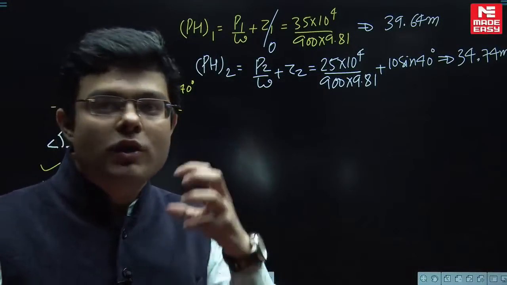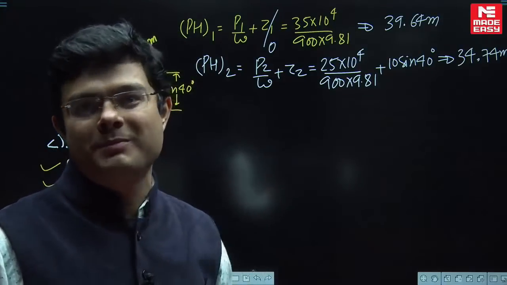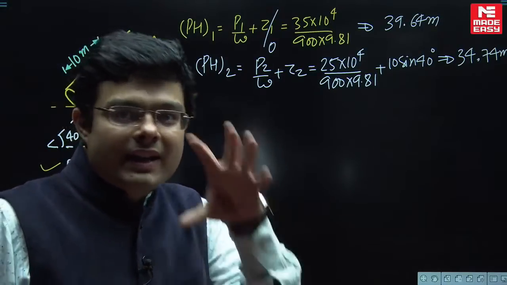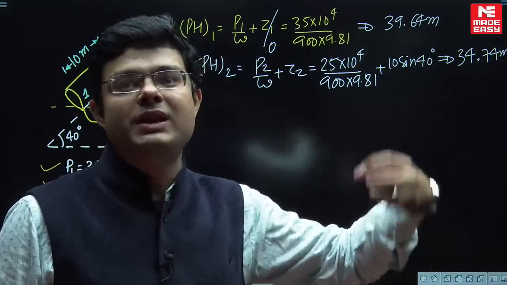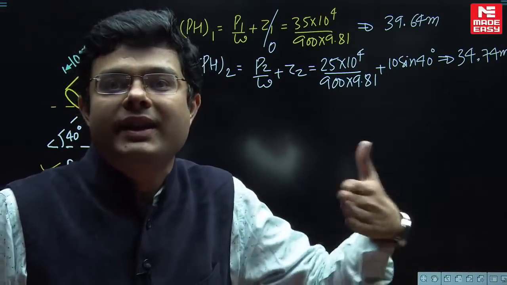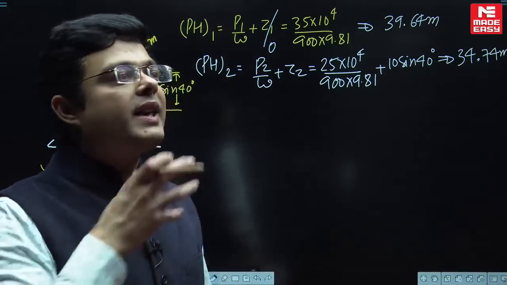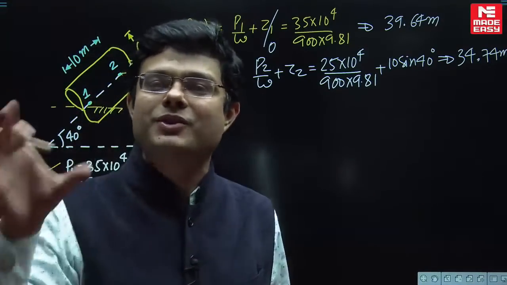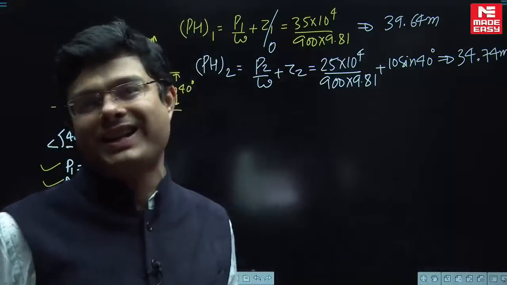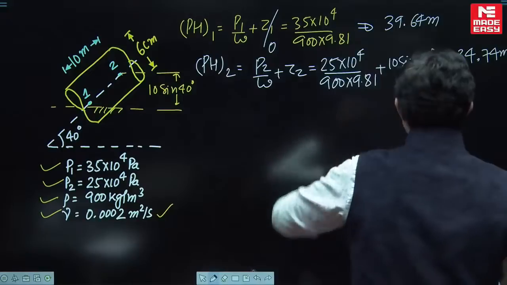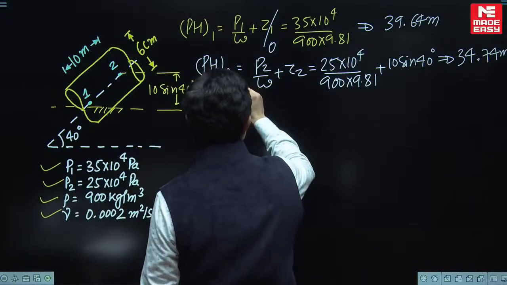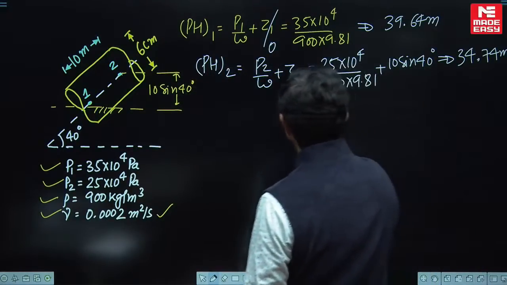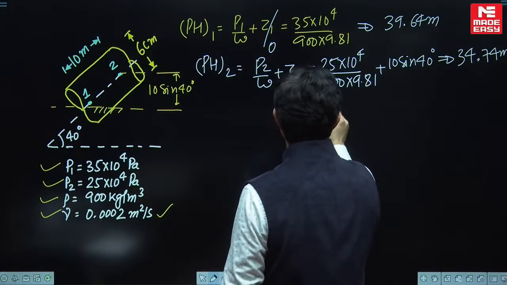Don't think that these are long problems. In a single problem, if you are finding multiple things, automatically what the teacher is trying to do is attack the smaller GATE problems through one big problem. So here, as the piezometric head at 1 is greater than at 2, it is confirmed that the flow is from 1 to 2.